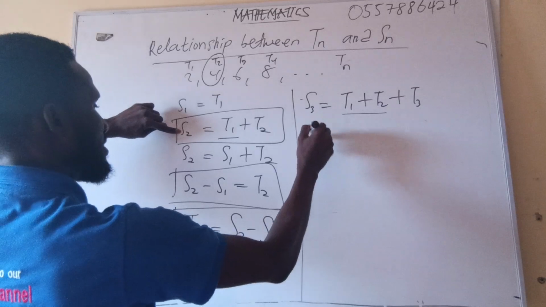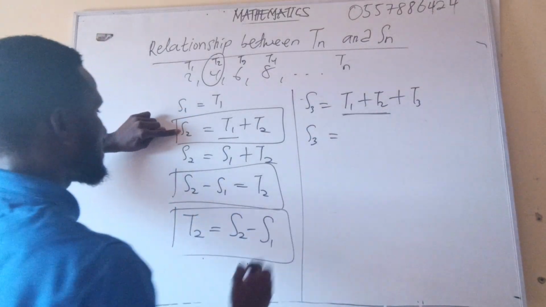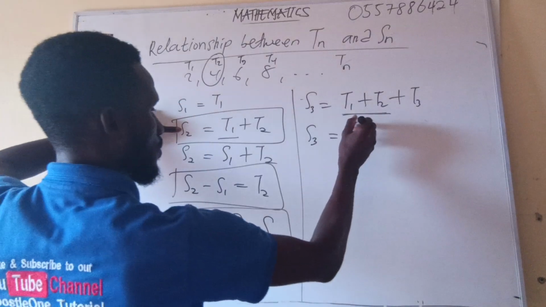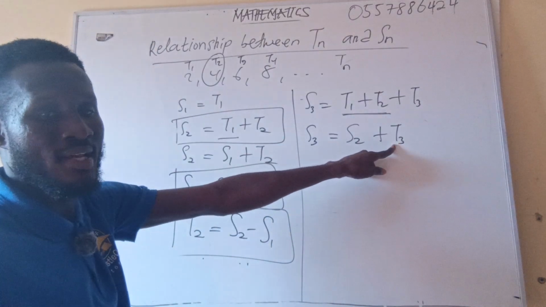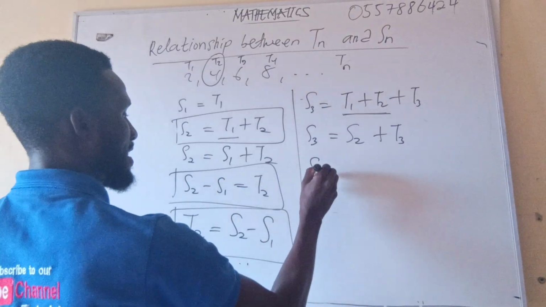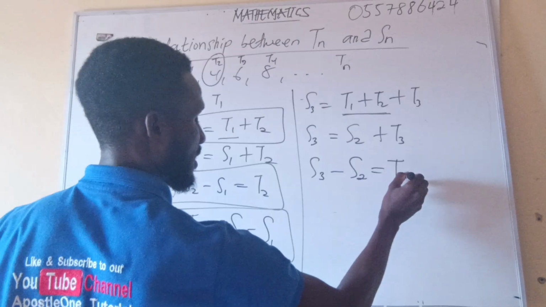So I'm going to have S3 is equal to t1 plus t2, which is the same as S2 plus t3. So how are we going to get a t3? It means S3 minus S2 is equal to t3.